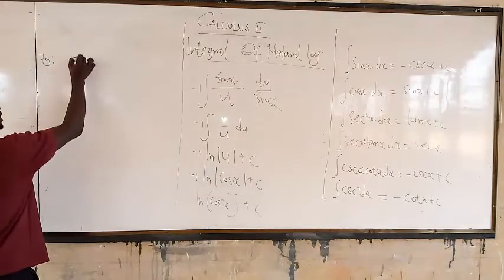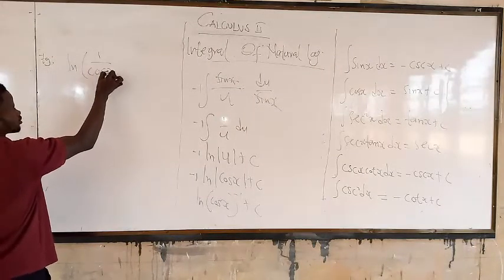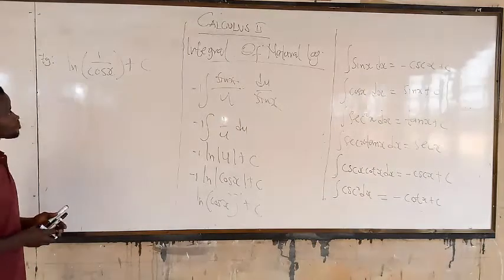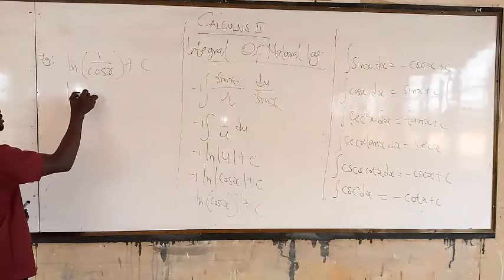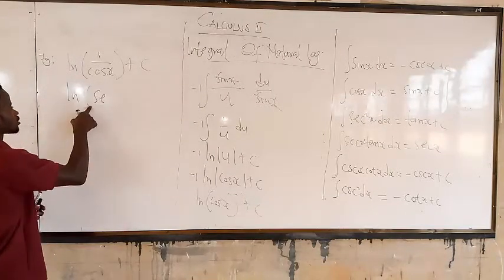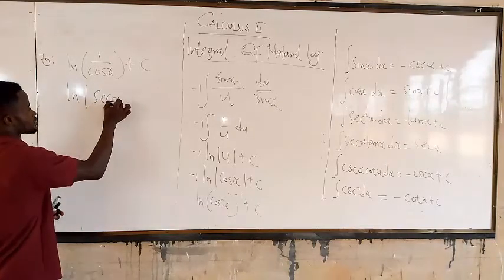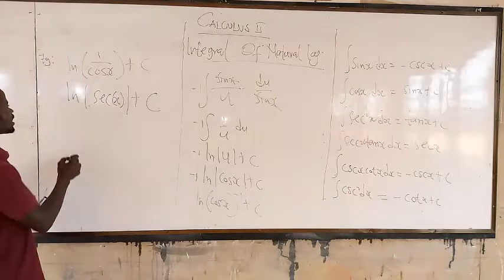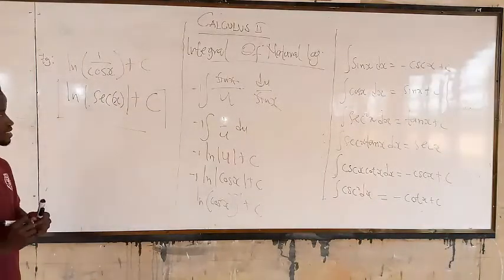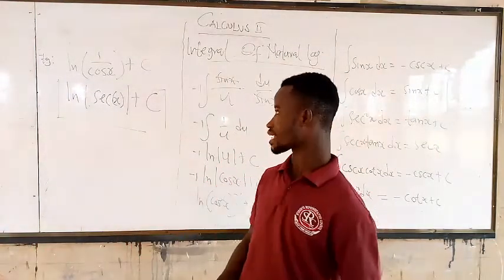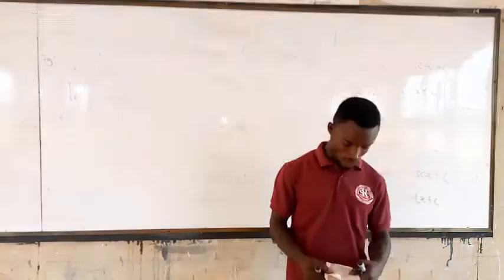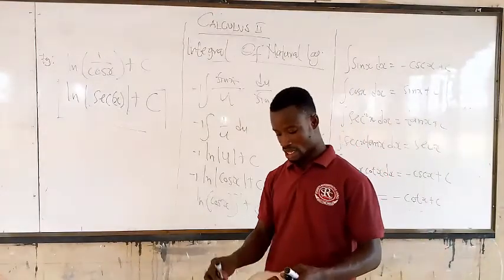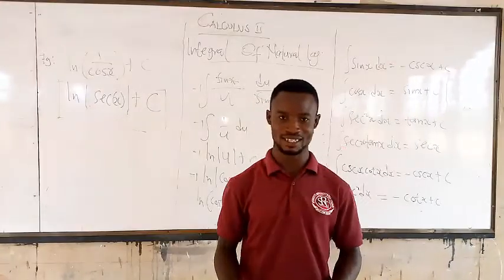So what we have there is the same as 1 over cos s plus c. But 1 over cos s is what? That is sec. So ln sec s. Therefore, the integral of tan s is equal to ln sec s plus c. You see how it is? So it's not that we don't have that, we have it, and that is what we have just established. Let's go to the second one, which is the integral of sec.